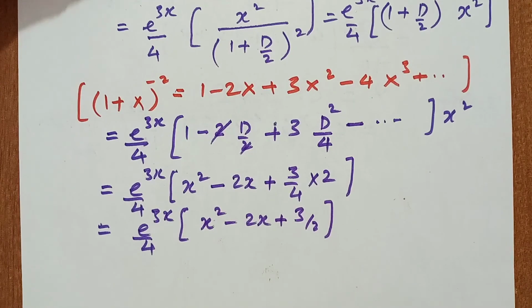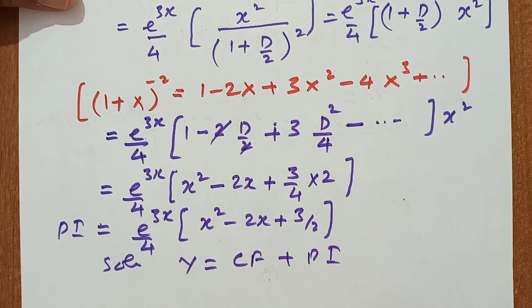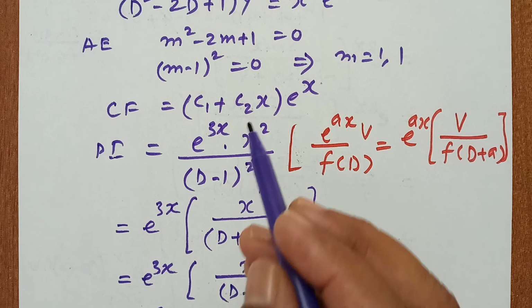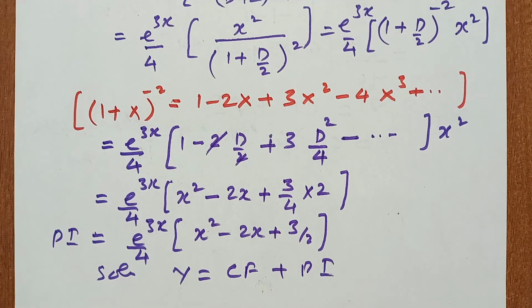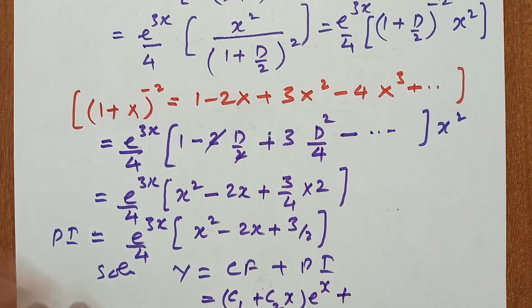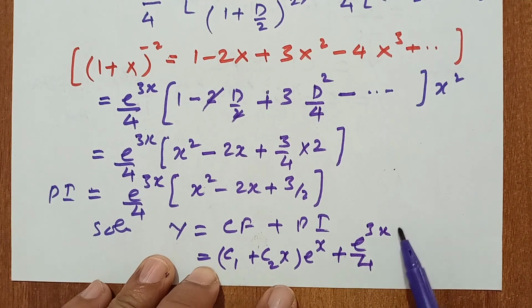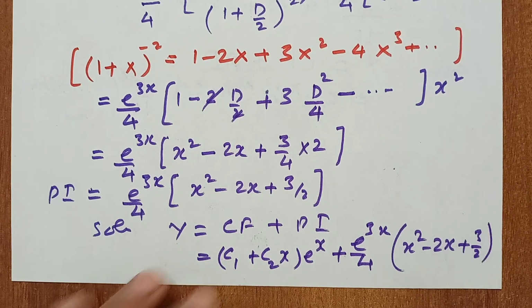So the solution is y = CF + PI. Okay, this is the solution. What is CF? Here CF is (C1 + C2x) e^x and PI is this. So you can write it very easily: y = (C1 + C2x) e^x + (e^(3x)/4)(x² - 2x + 3/2). Okay, so this is the answer.